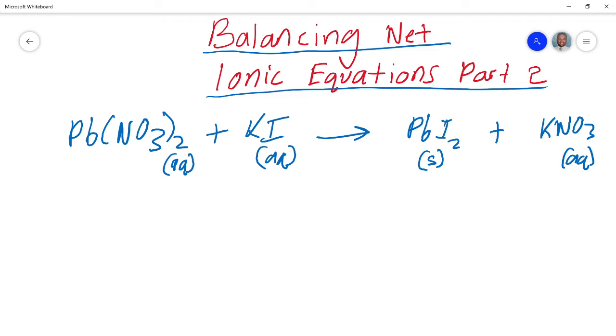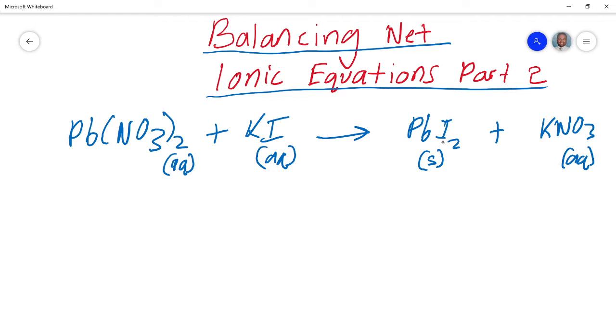under potassium iodide, and it produces another aqueous substance called potassium nitrate. Okay, so we've got the right formulas, we've written the state symbol. Like I said in the previous video, you need to write down the correct state symbol. The next question I'm going to ask is: is my equation balanced?